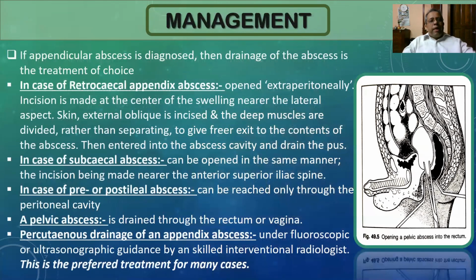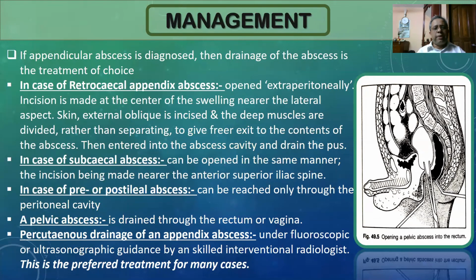So this is the management. If appendicular abscess is diagnosed, then drainage of the abscess is the treatment of choice. In case of retrocecal appendix abscess, open extraperitoneally. The incision is made at the center of the swelling, nearer to the lateral aspect. Skin and external oblique are incised. Deep muscles are divided to give freer exit to the contents of the abscess. Then enter the abscess cavity and drain the pus. Then put a drain there and close the wound subsequently.